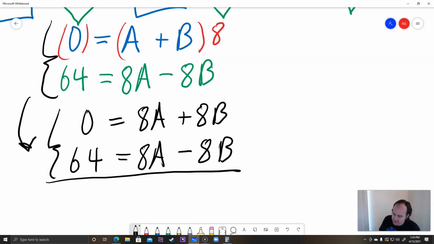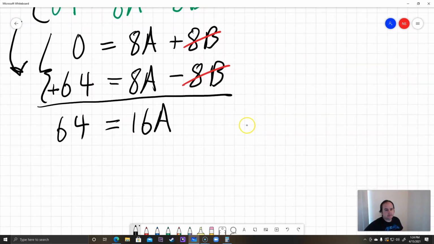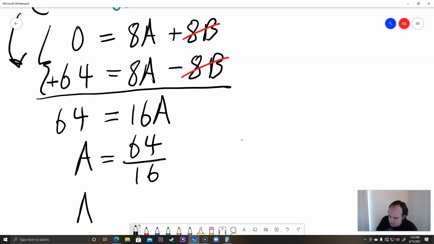Okay, so when we add straight down here, the 8b and the negative 8b cancel out, and then 8a plus 8a is 16a. So we have 64 equals 16a, and then we can go ahead and divide both sides by 16. So we get a equals 64 divided by 16, which is 4, right? So a equals 4.